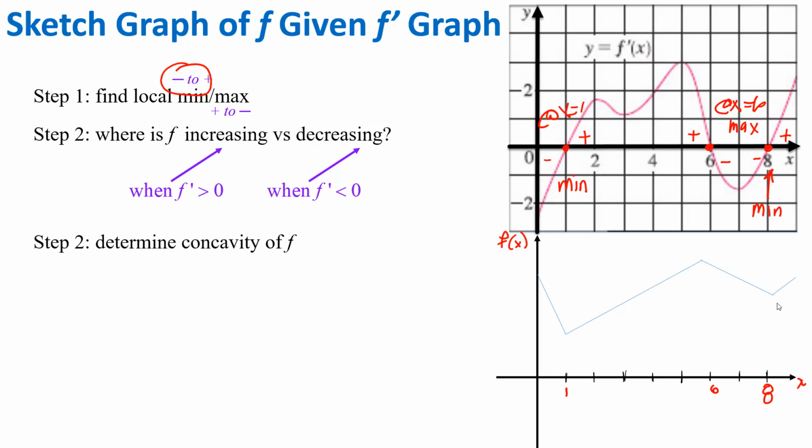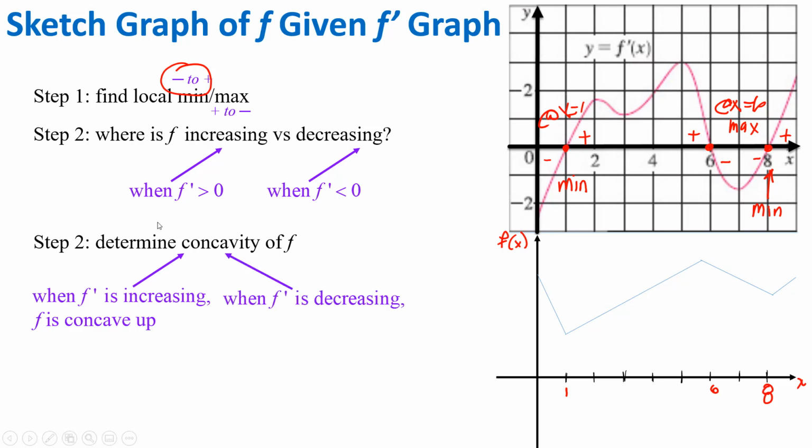Next, determining the concavity of f. As I mentioned on the previous slide, when f prime is increasing, f is concave up. Here we get to see an example of that. And let me just say this first. Also, regarding concavity of f, when f prime is decreasing, then f is concave down. Now looking at this graph, where is f prime increasing? Well, from 0 to 2.